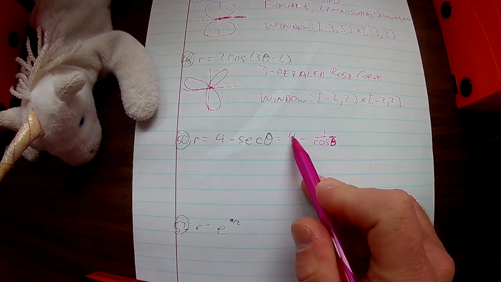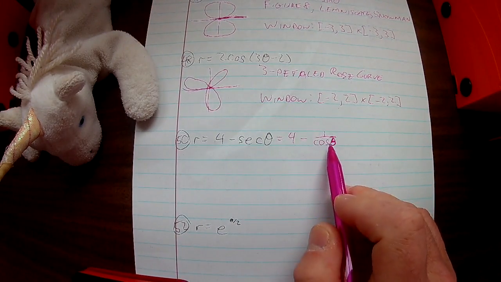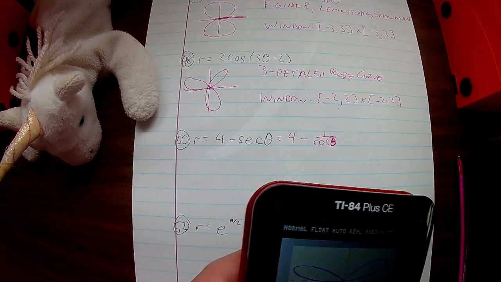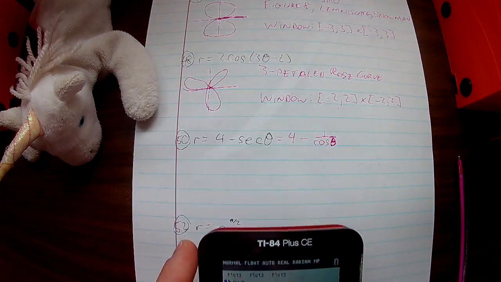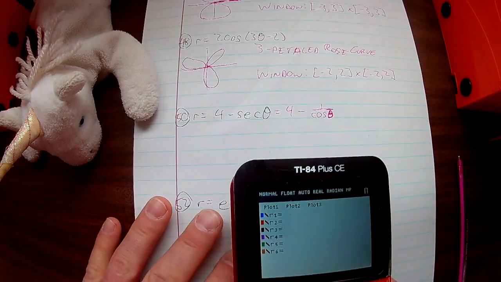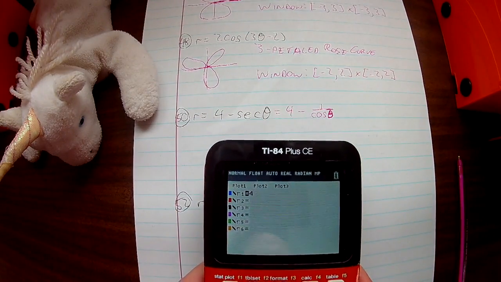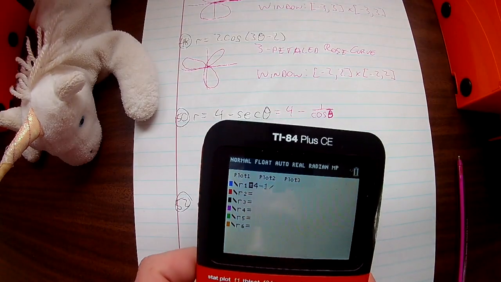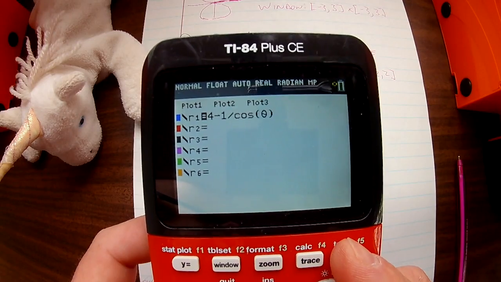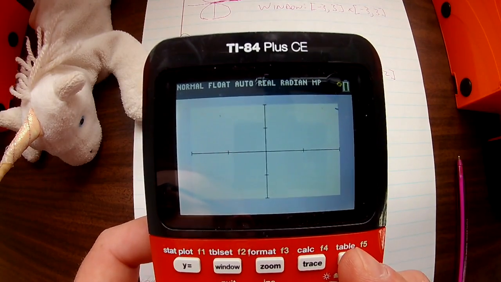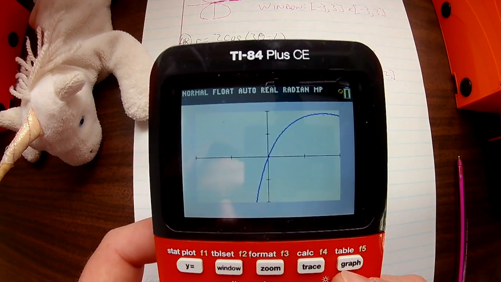Alright, so this is how I'm going to have to type it into my calculator, because I know secant is 1 over cosine. We learned those reciprocal functions so that we could type stuff into our calculators. I think on Desmos you can actually just type in SEC. 4 minus 1 over cosine theta. Typed in right there. You could use the fraction template if you want to, but with just one thingy in there, it doesn't really make any sense.